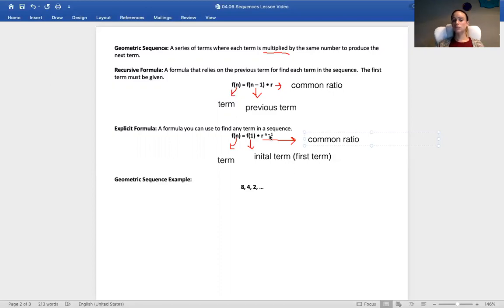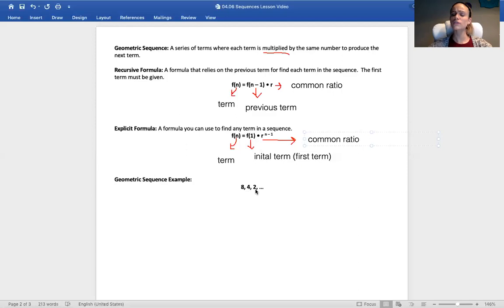All right, let's go through an example. Let's go through how to write a recursive and an explicit formula for a geometric sequence. All right, here we have our geometric sequence, 8, 4, and 2. When I initially look at this, I might think it's arithmetic because, oh, if I add a negative 4, so 8 plus negative 4 is 4. But then is 4 plus negative 4 2? No, that'd be 0. So it's not arithmetic because I don't have that common pattern, but it could be geometric.